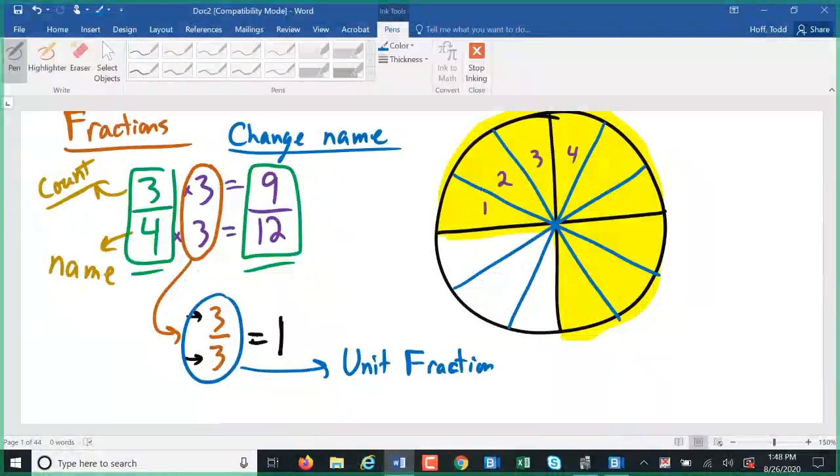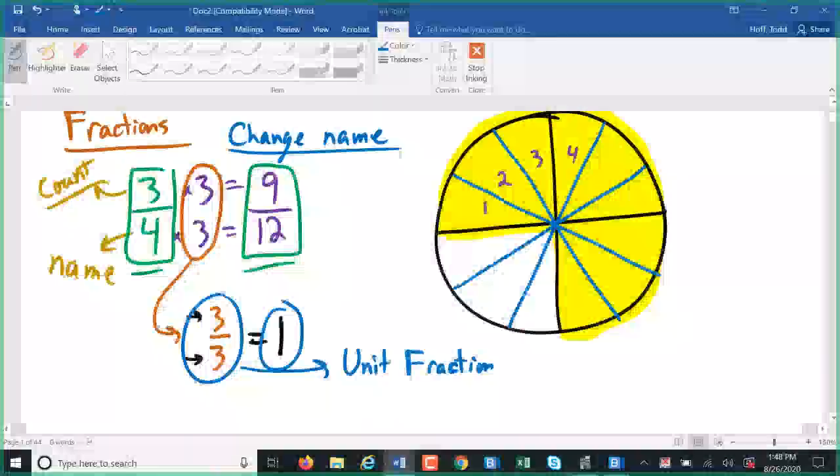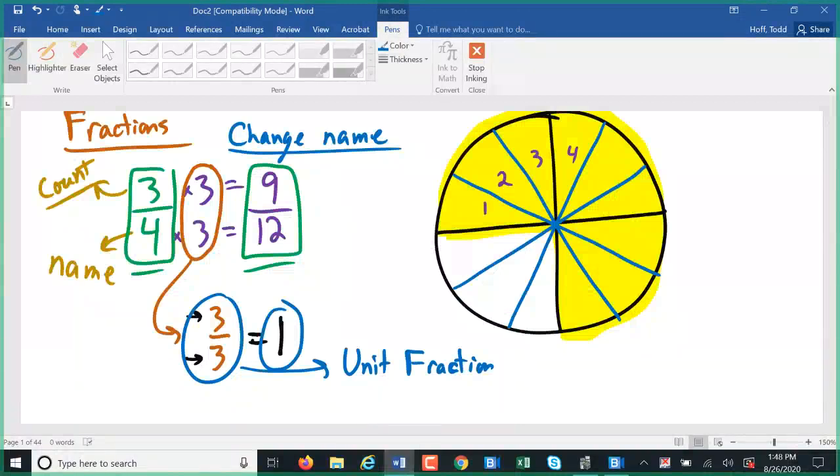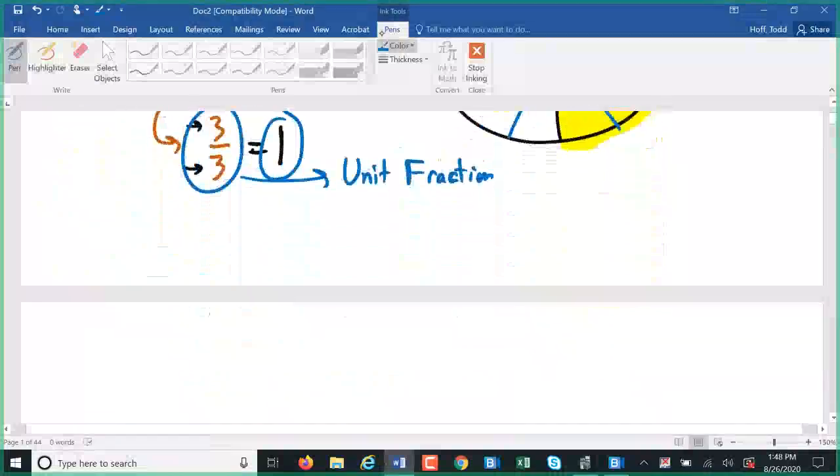The unity fraction is equal to 1. The numerator and the denominator represent equal values. And it can be used to change the appearance of a number without changing its value, because anytime you multiply or divide by 1, you get the same value, but you might change the appearance. Now up here, I had just picked the number 3, but a lot of times we need to decide what number is to be used.